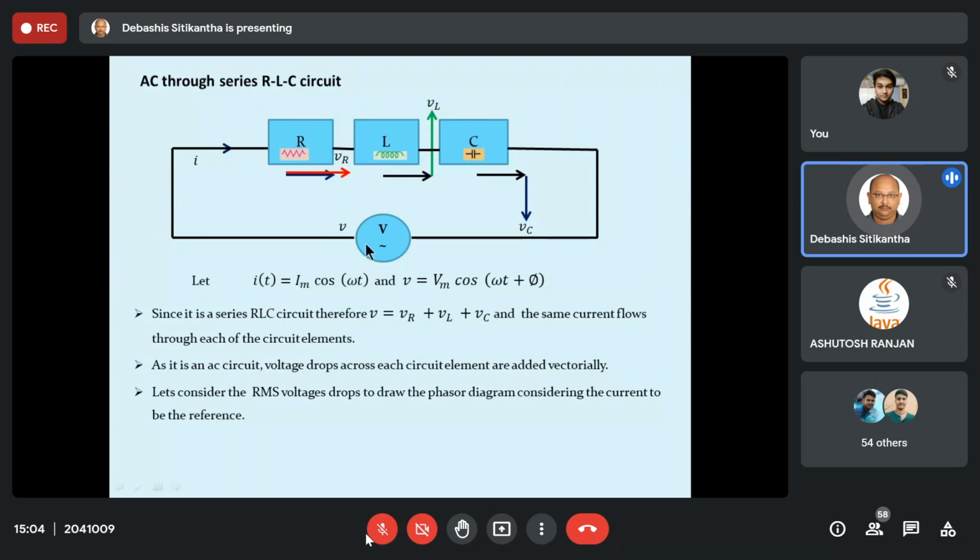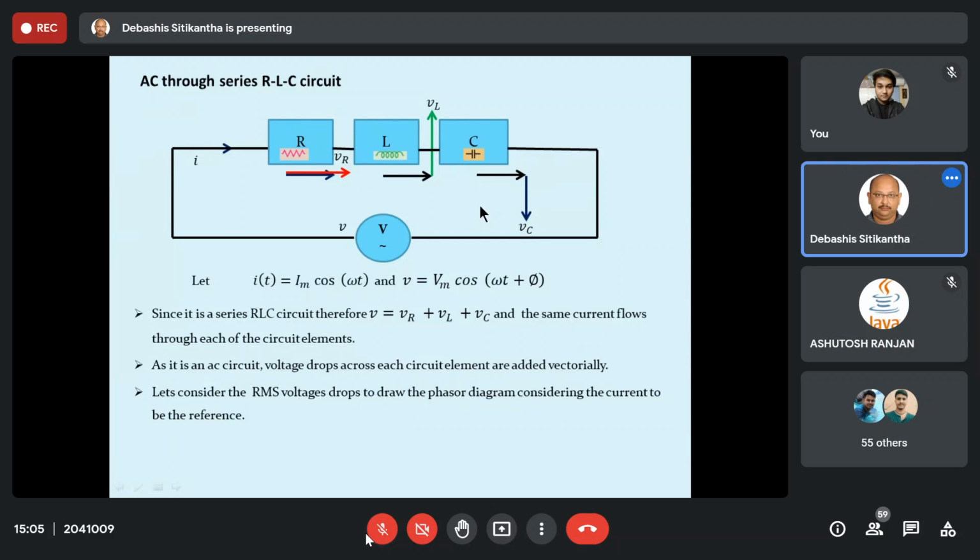Now, let us say I have this series combination of all the elements connected across a sinusoidal voltage source. Since it is a closed series circuit, the same alternating current is going to flow through all of these circuit elements. Obviously there will be voltage drops across each of them. The voltage drop across the resistance, let us say, is VR. Similarly, the voltage drop across the pure inductor is VL, and the voltage drop across the pure capacitor is VC.